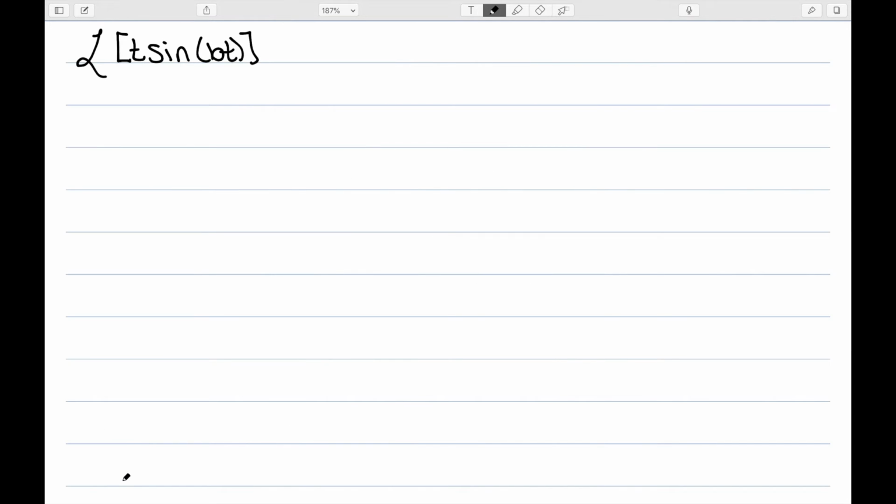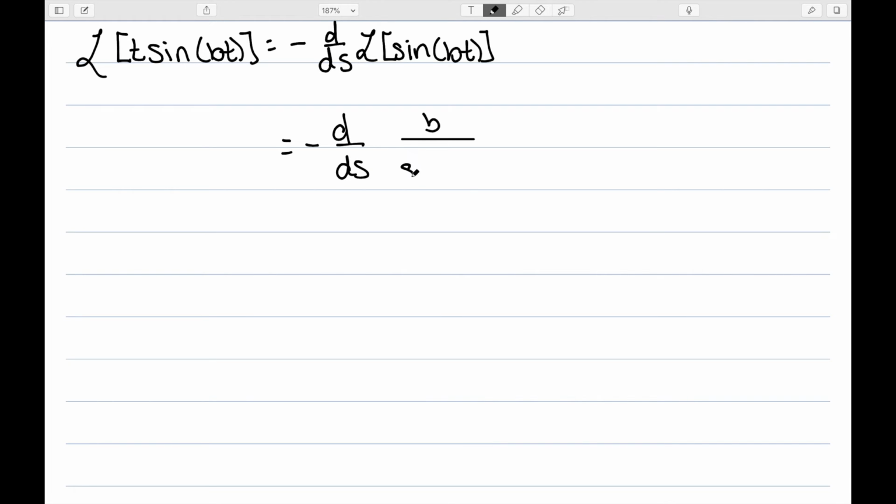Let's try to find the transform of t times sine bt. Since we have t to the first power, this is going to be negative times the derivative of the transform of sine bt. We've discussed in previous videos that the transform of sine of bt is b over s squared plus b squared.